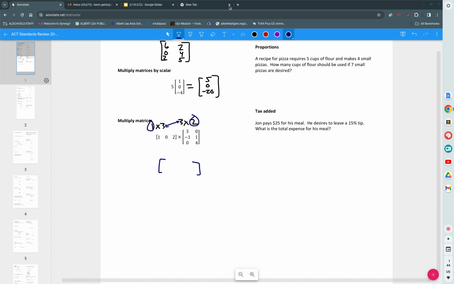The way that you multiply a matrix is you take this row and you simply lay it on top of this column, and then you multiply the corresponding entries. So if we lay it on top of it, we have 1 times 3 is 3. We have 0 times -1 is 0. And we have 2 times 0 is 0. You add those together and you get 3.